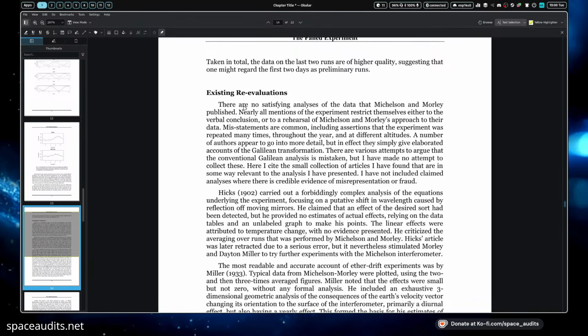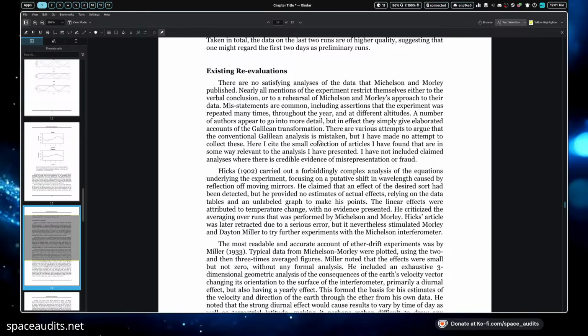Existing reevaluations. There are no satisfying analyses of the data from Michelson and Morley that they published. Nearly all mentions of the experiment restrict themselves to either the verbal conclusion or the rehearsal of Michelson and Morley's approach to their data. The misstatements are common, including assertions about the experiment being repeated many times throughout the year and at different latitudes. A number of authors appear to go into more detail, but they simply give elaborated accounts of Galilean transformations. There are various attempts to argue that the conventional Galilean analysis is mistaken, but I have made no attempt to collect these. Here, I cite a small collection of articles that I have found that are relevant in the way of analysis that I have presented. I have not included claimed analysis where there is a credible evidence of misinterpretations or fraud.